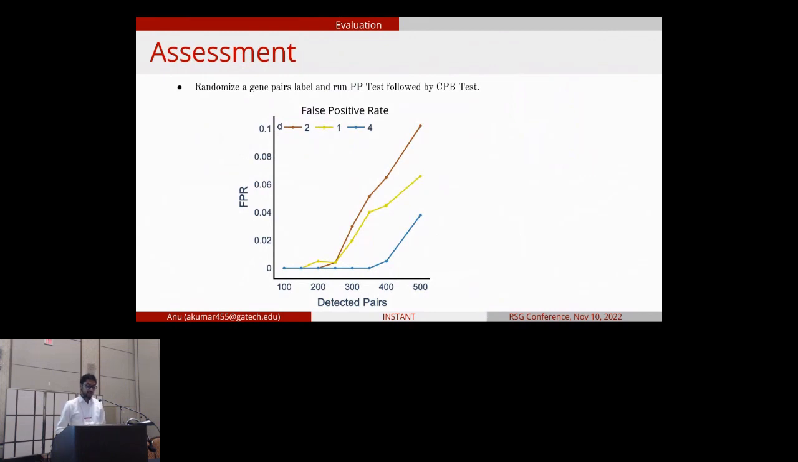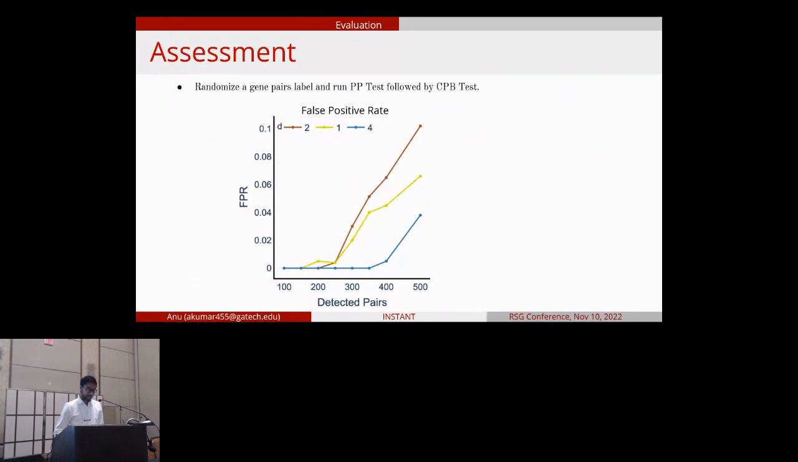Now we needed a scheme to assess our method. So we developed a randomization scheme. To do so, we randomize the gene pair labels for each transcript in a cell. This allows us to have the same spatial distribution of transcripts, but any gene-gene relationship is removed. We run our PP test followed by CPV test. Any pair that is detected as decolocalized is clearly a false positive.